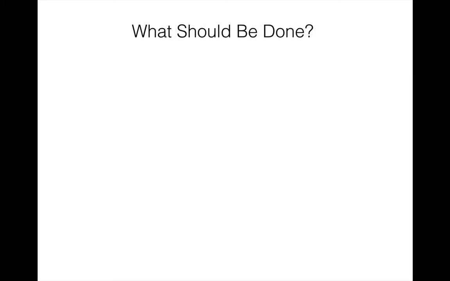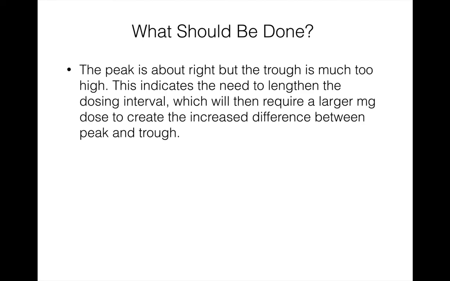The question now is, what should be done? The peak is about right, but the trough is much too high. This indicates the need to lengthen the dosing interval, which will then require a larger milligram dose to create the increased difference between the peak and trough that is necessary. We will solve that in part 3 of aminoglycoside dosing.